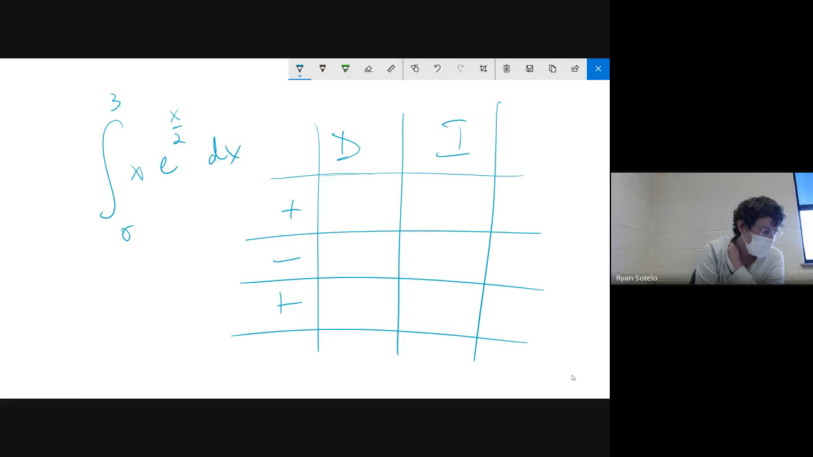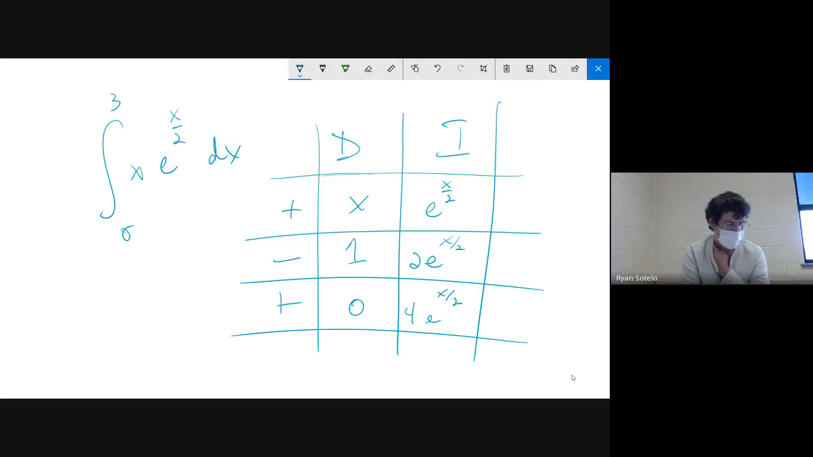Okay, again, the algebraic is x. Derivative of that is 1. Derivative of that is 0. Then e to the x over 2. Integral of that, you have to think of what derivative gives you that. So actually 2 e to the x over 2. Okay, I actually have that one. And then 4 e to the x over 2.